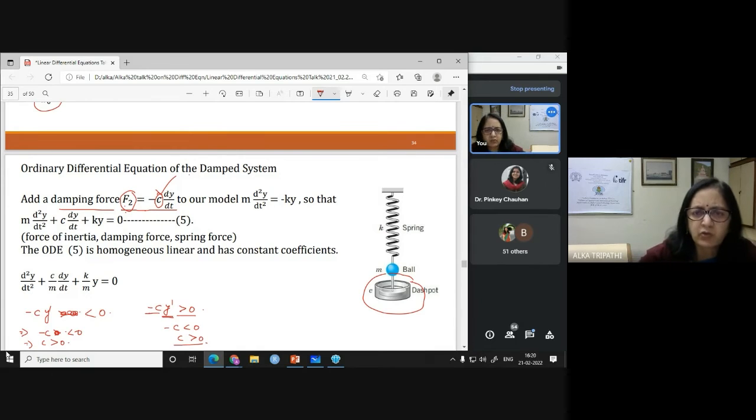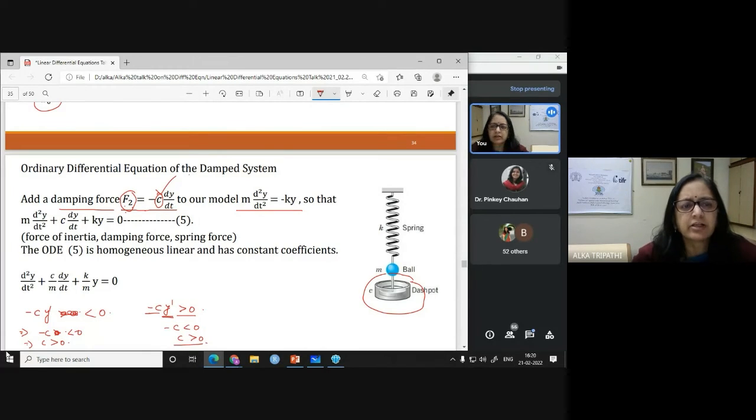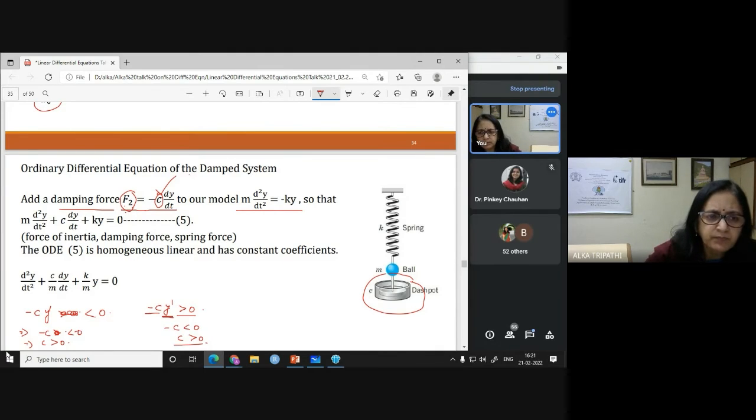And now my equation will be, in place of this equation we will add the second force also. So now my equation will be m d2y by dt square plus c dy by dt plus ky equal to 0, which in standard form we can write in this way.